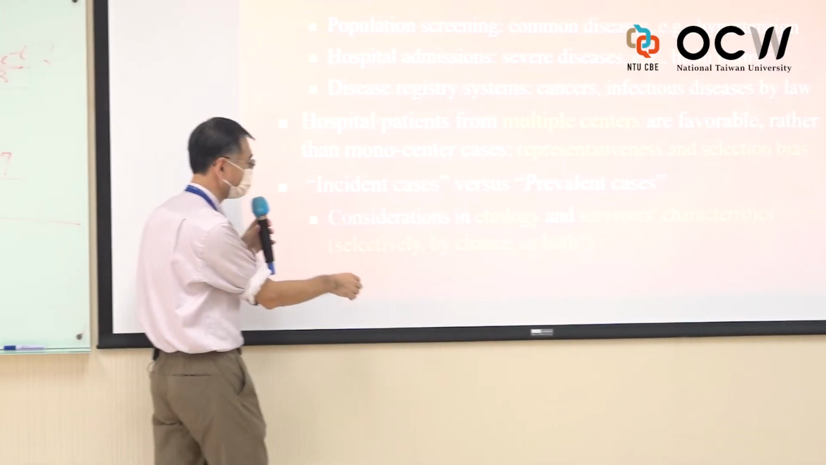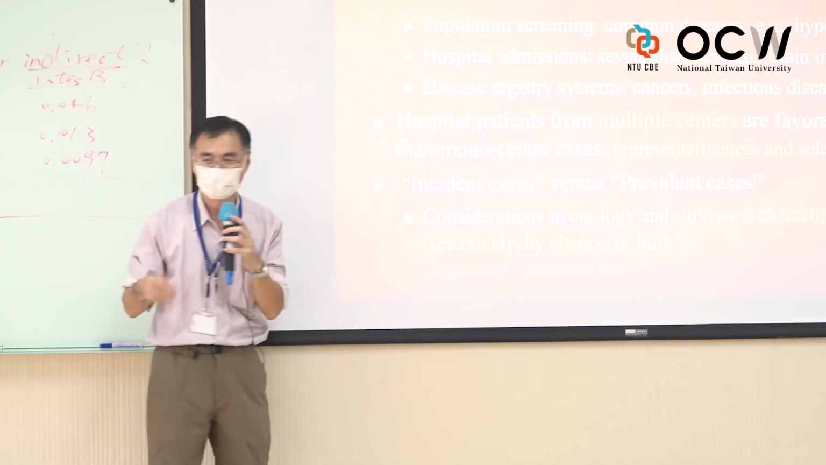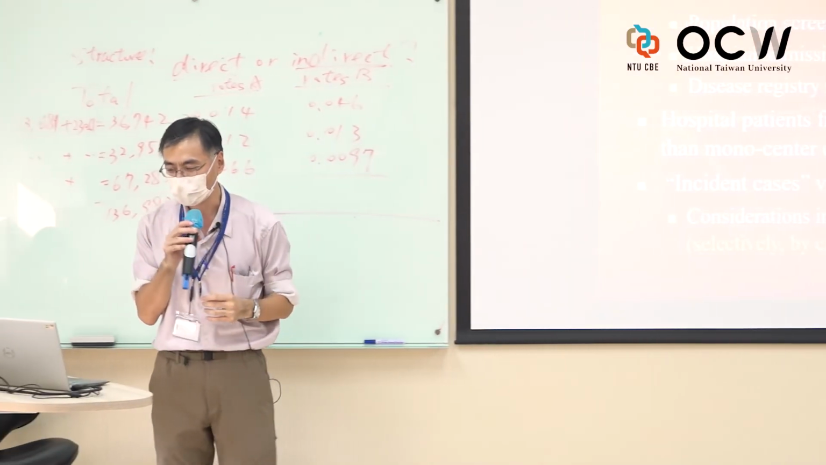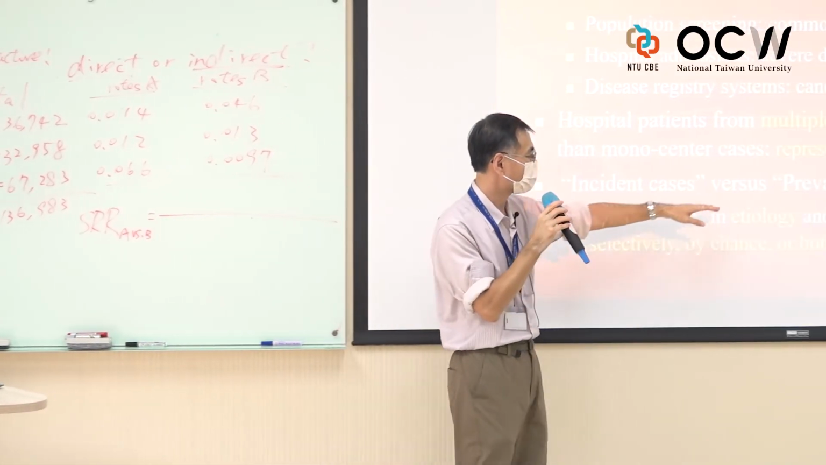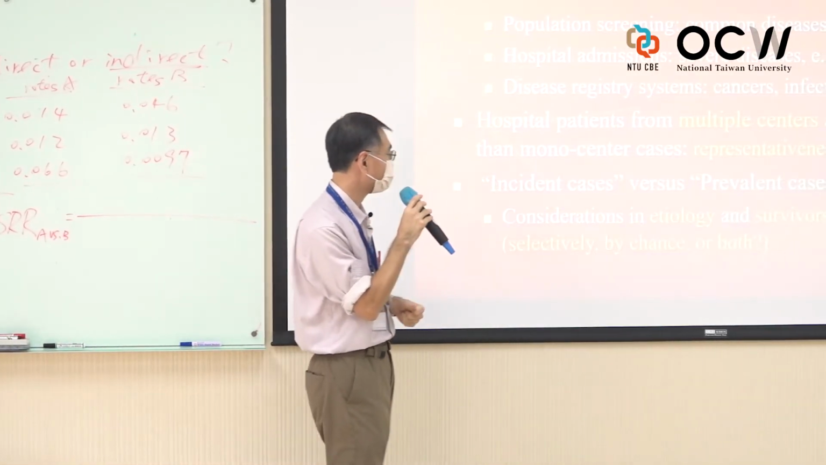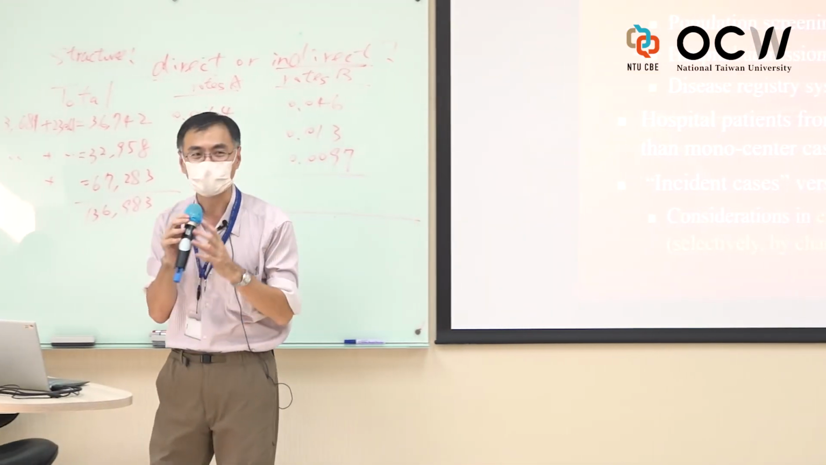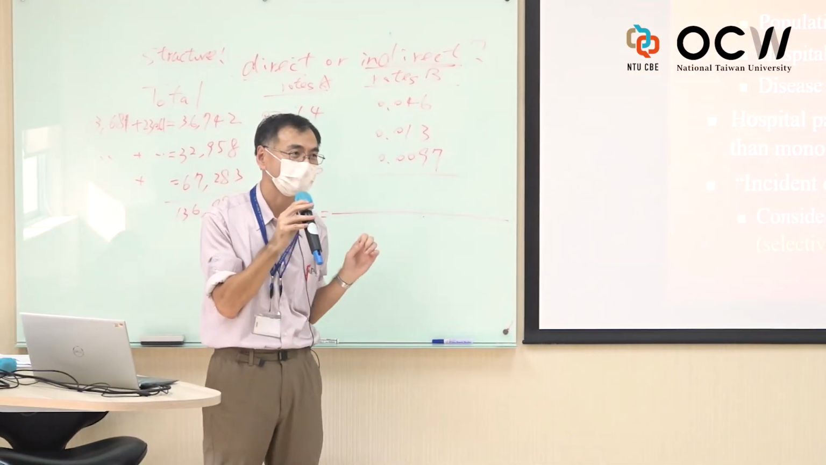It could be selectively and also by chance. So it mixes up. It's very difficult to realize what has happened for those people, for the prevalent cases. So we prefer to use incidence cases for case control study for the purpose of etiology study.